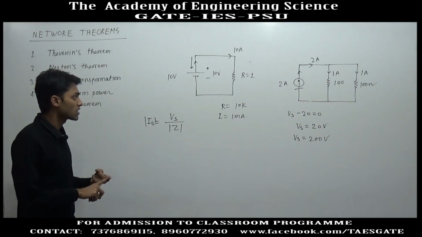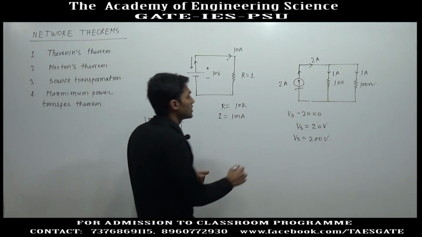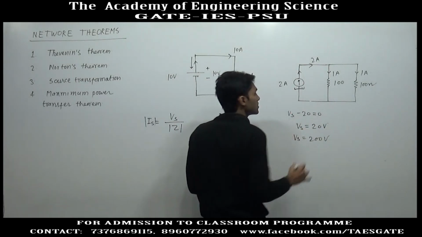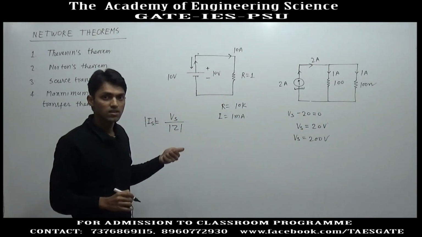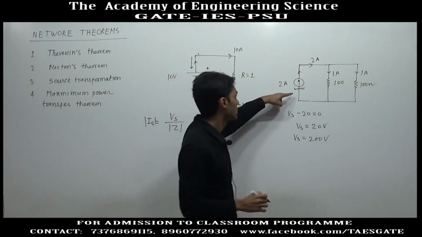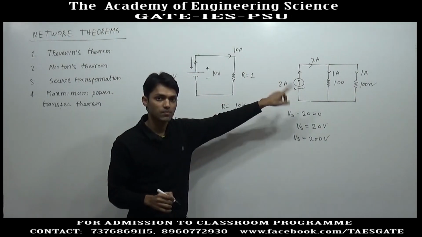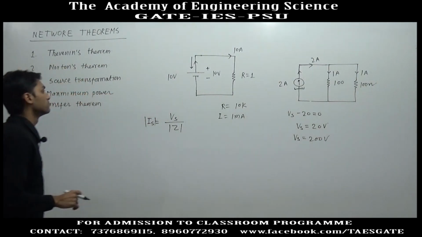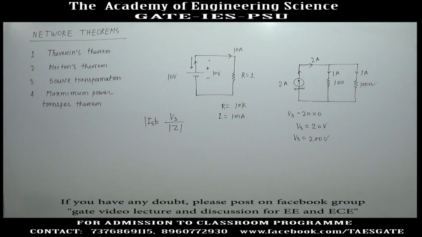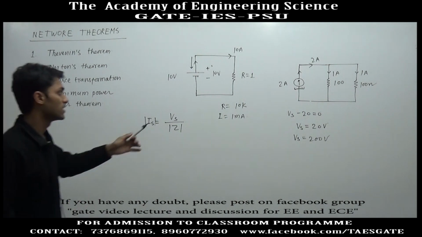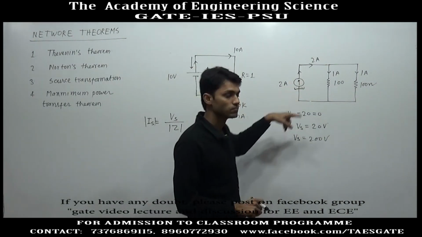This is the confusion for many students, that if it is an ideal current source, then the voltage across it will be 0. That is wrong. If it is an ideal current source, it may have a voltage drop that depends upon the equivalent resistance, and that is very clear through this circuit diagram.